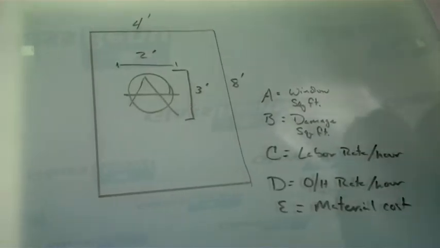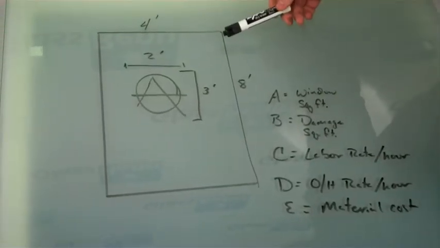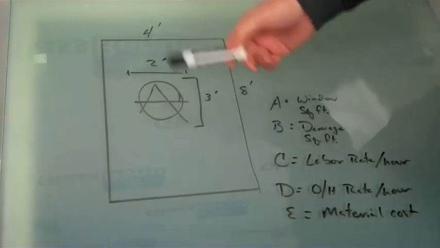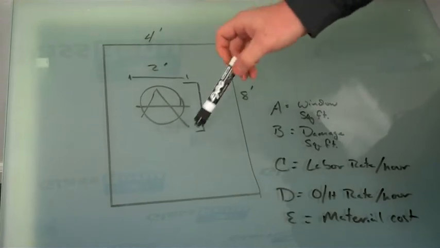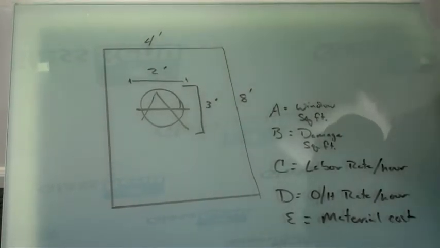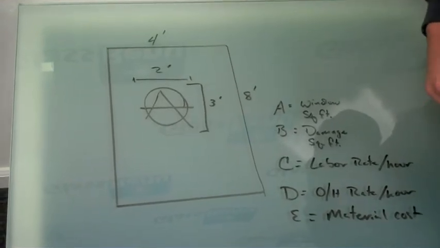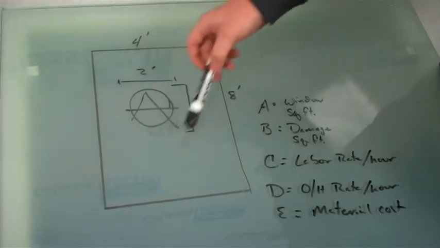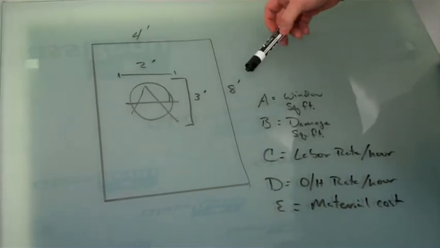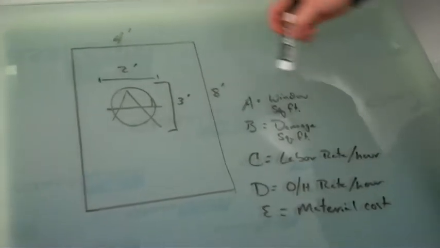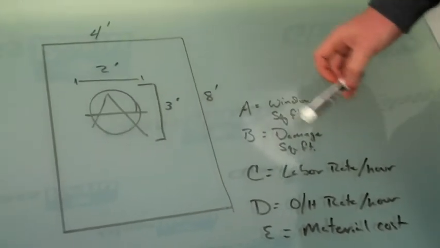Alright, for the purpose of this example, we're going to be looking at a 4-foot by 8-foot storefront window that's got my favorite little anarchy sign scratched or etched in. It's etched in deep enough that it's going to catch my fingernail. The damage is 2 feet by 3 feet, so a total of 6 square feet, and it's on a 4-foot by 8-foot window. So here are the first set of variables we need to get. Variable A is the window square footage, so that would just be 4 times 8.